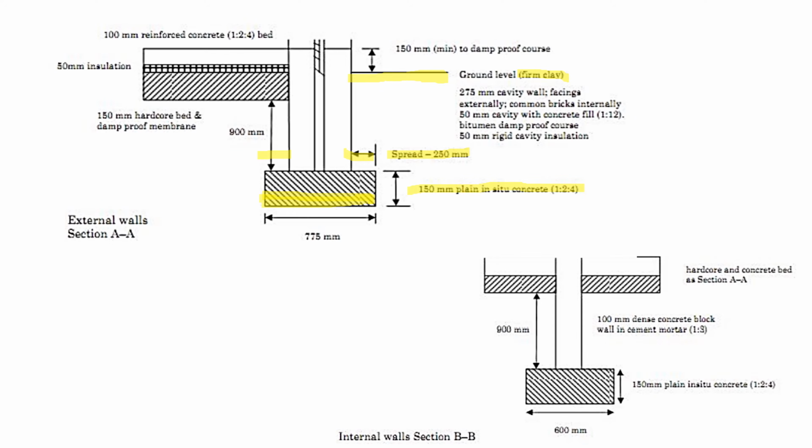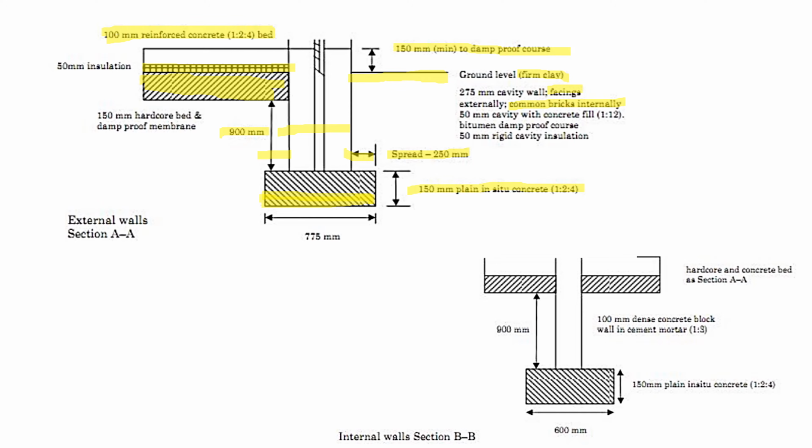So good. So here we have 150 millimeters to damp proof course. Then we have the 150 millimeters hardcore bed. It's here. Then the depth from the hardcore to the foundation strip is 900 millimeters. We have the 50 millimeters insulation, and we have the 100 millimeters reinforced concrete bed. You need to study these diagrams before you start taking off. We have the 275 millimeters cavity wall. So this wall is 275 millimeters thick. Then on the outside, externally, we have the facings and common bricks internally.